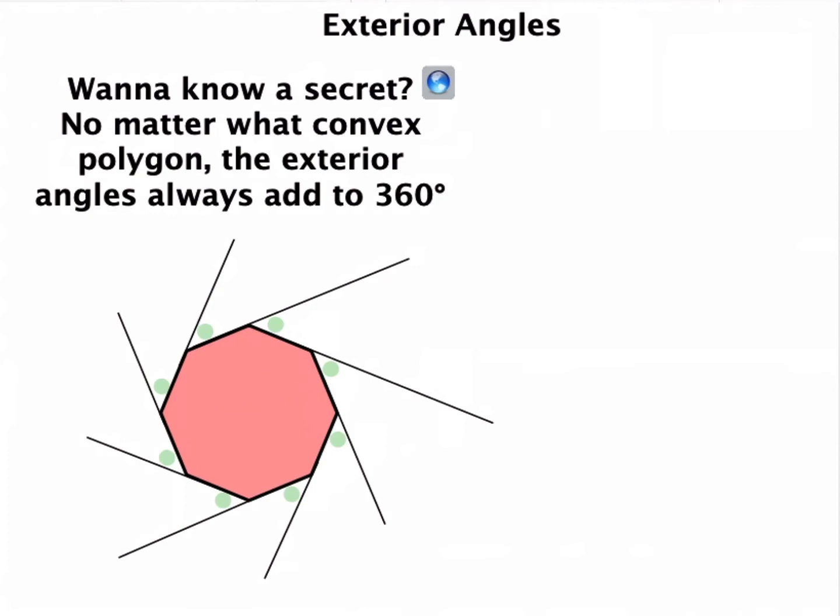So if I give you this octagon and I ask you what is the sum of all of those exterior green angles, you would automatically just say 360 degrees. Not much work at all to do there. The sum of the exteriors is 360 degrees.